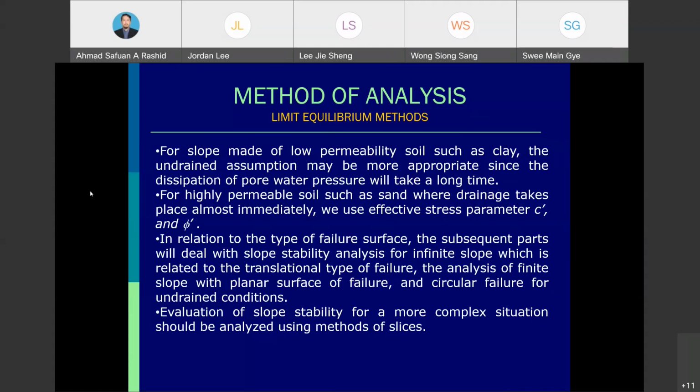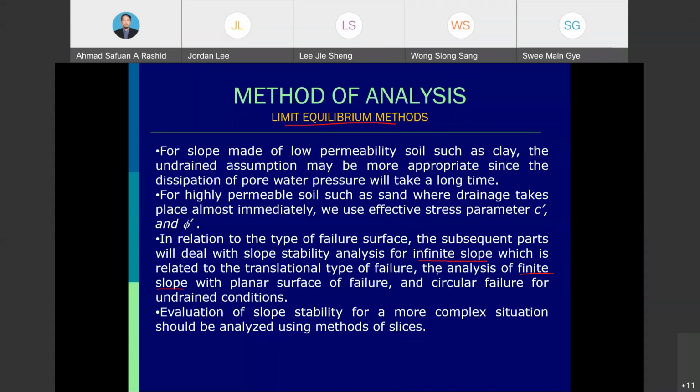So in relation to the type of failure surface, the subsequent parts will deal with slope stability analysis for infinite slope. This is just to explain that we may have an infinite slope analysis, and also a finite slope analysis, by using these limit equilibrium methods.